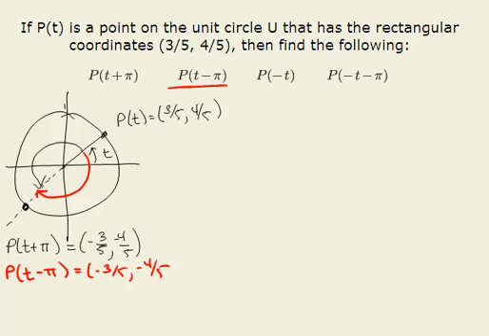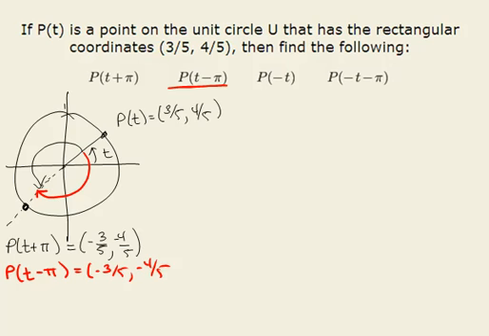Finally, we are going to look at our last 2 points. P of the opposite of t would say that we took this quadrant 1 angle of t radians and rotated it in the opposite direction t radians, giving us a quadrant 4 angle. So the point representing the opposite of t would have a positive x coordinate and a negative y coordinate. In other words, cosine would be positive and sine would be negative.